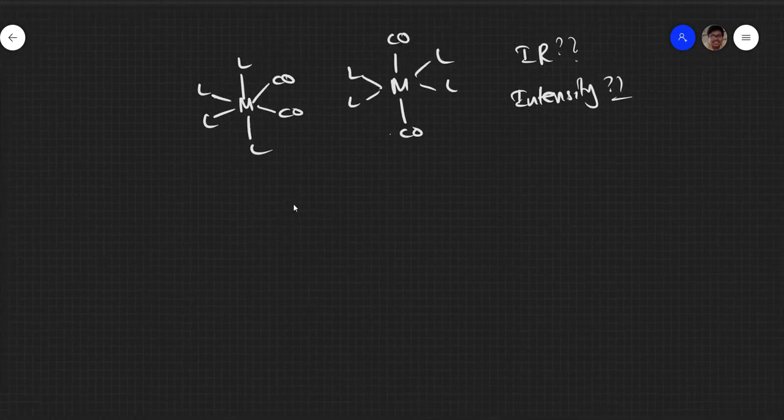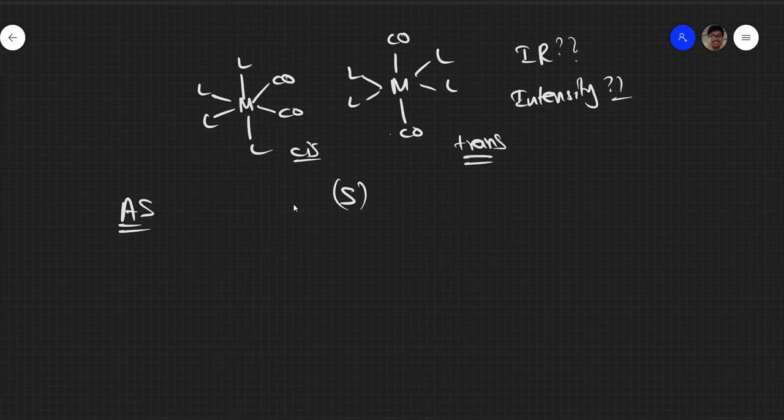Before discussing that, we have to know there are two types of stretching frequencies which mainly contribute to the CO vibrations and are out of the fingerprint region. One is the antisymmetric stretch and another is the symmetric stretch. In both cases, the cis one and the trans one, the two types of stretch are possible.